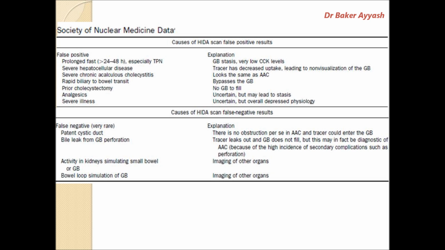False negative results occur rarely in about 1% of cases of RC or MC. False negative results may occur because of cystic duct patency despite a distended gallbladder, bowel loop stimulation of the gallbladder, bile leak from the gallbladder perforation, tracer activity in the kidneys stimulating the small bowel or gallbladder.